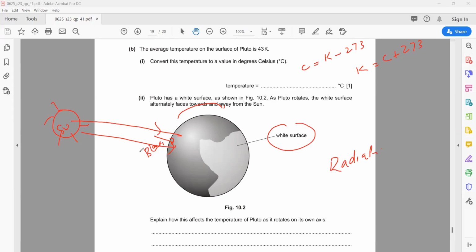Understand? If the black part faces the Sun, temperature will rise very quickly. And as it goes away from the Sun, temperature falls very quickly. If the white surface faces the Sun, temperature increases slowly. And if it goes away from the Sun, temperature will also decrease slowly. Understand? So like this they are talking about.